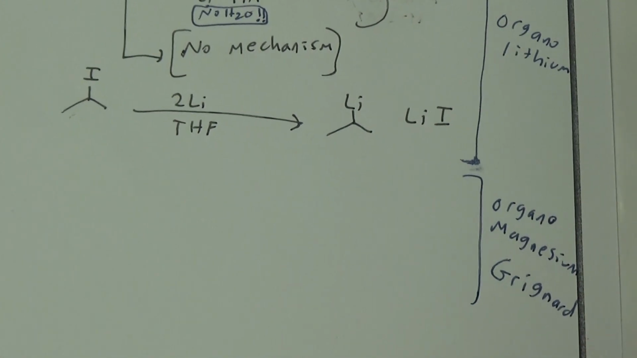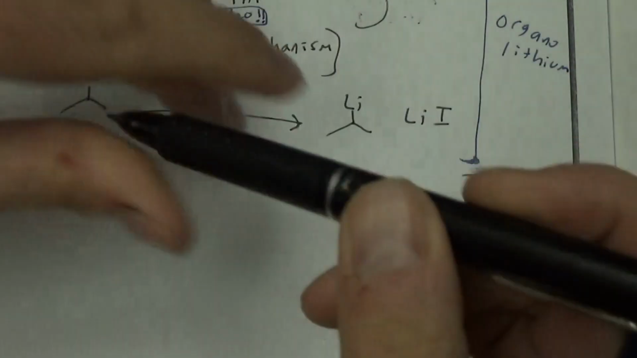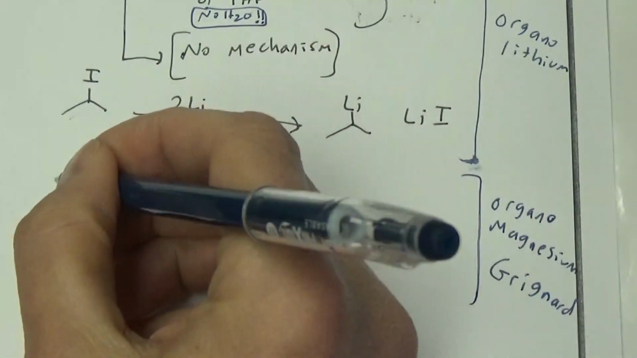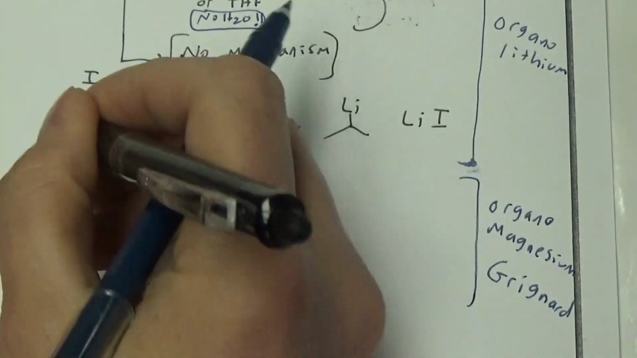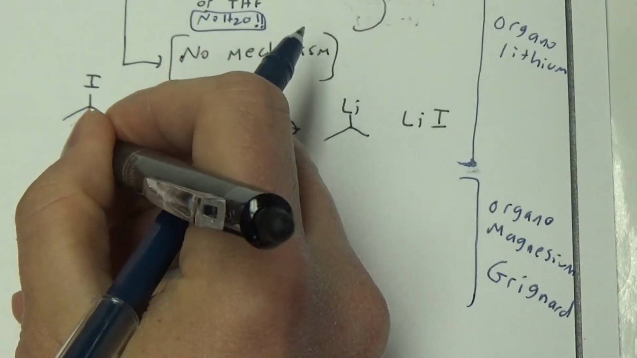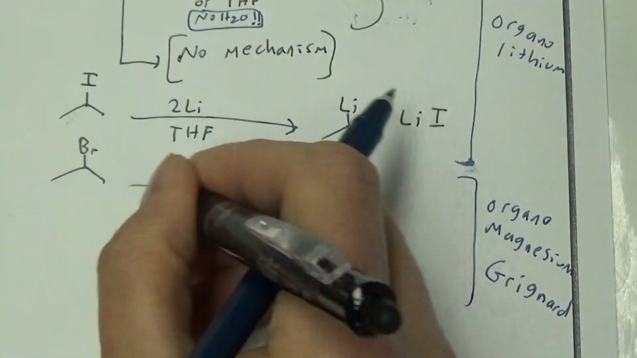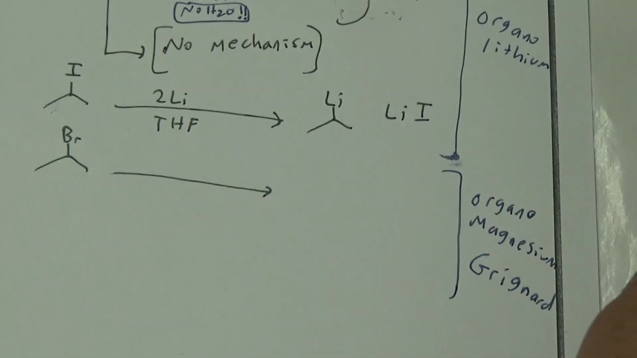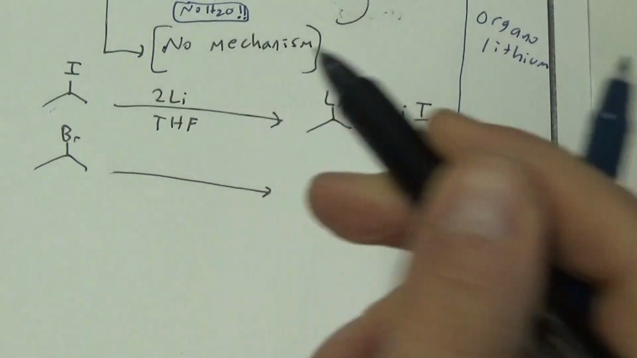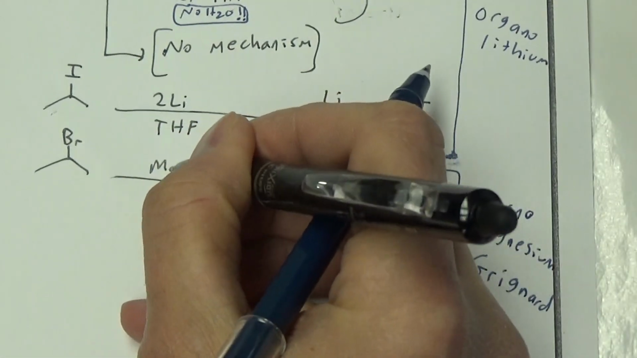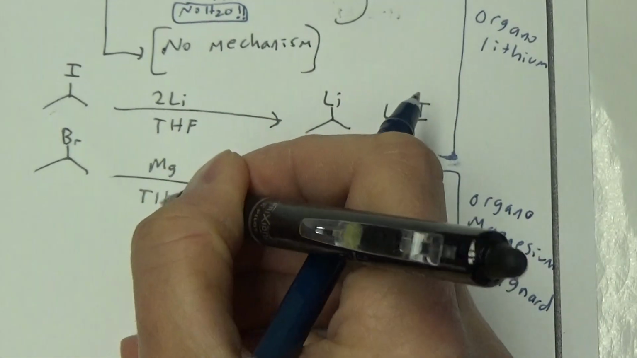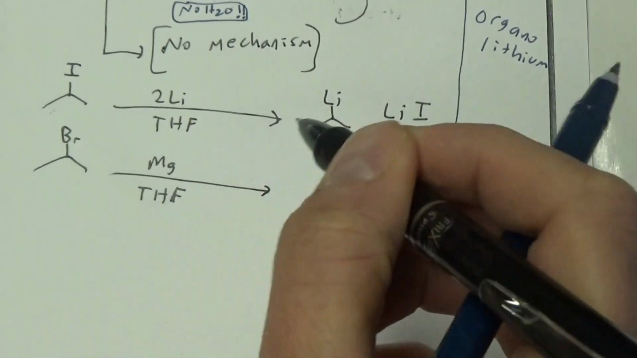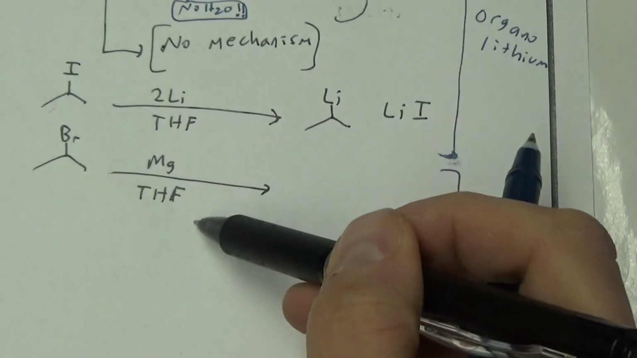So what does the Grignard look like? It's similar. And I'm just going to draw a Br, for example. And for these, we don't need the 2, we just say Mg and THF. THF is a good general inert solvent for all these things.